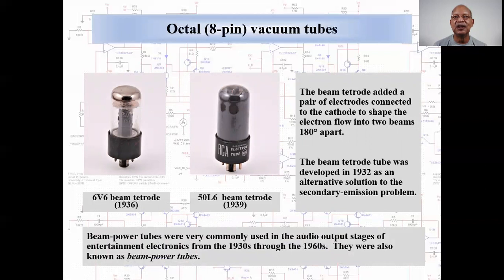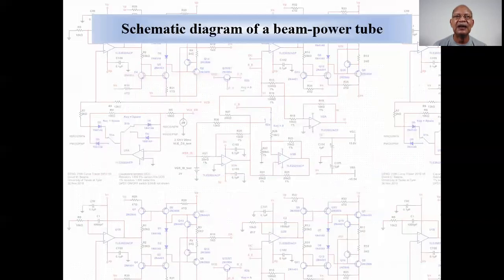Beam tetrodes were very common as the output stages of audio amplifiers used in entertainment electronics, where they were known as beam power tubes.